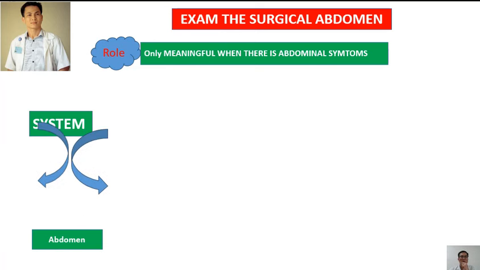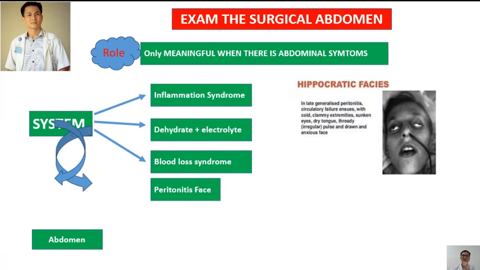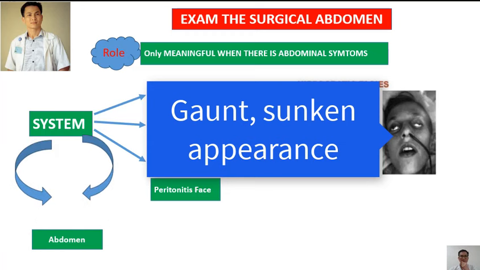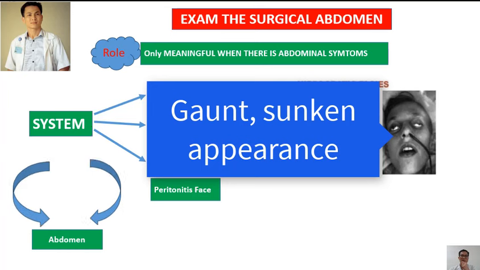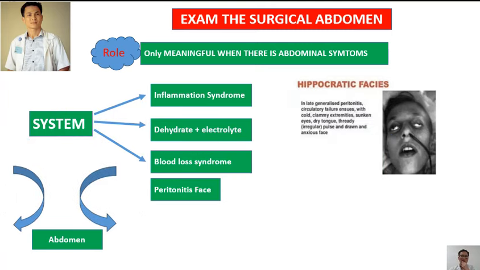For example, Hippocratic facies. In cases of late stage of peritonitis, patients may exhibit a characteristic Hippocratic facies marked by a gaunt or sunken eyes appearance. This is a sign of advanced illness and should be assessed alongside clinical symptoms such as diffuse abdominal tenderness and signs of systemic infection.